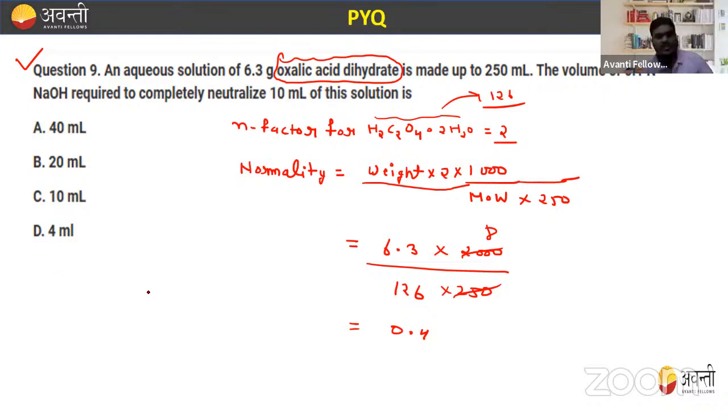Now, equating the number of equivalents. So I'll write here: equating number of equivalents.